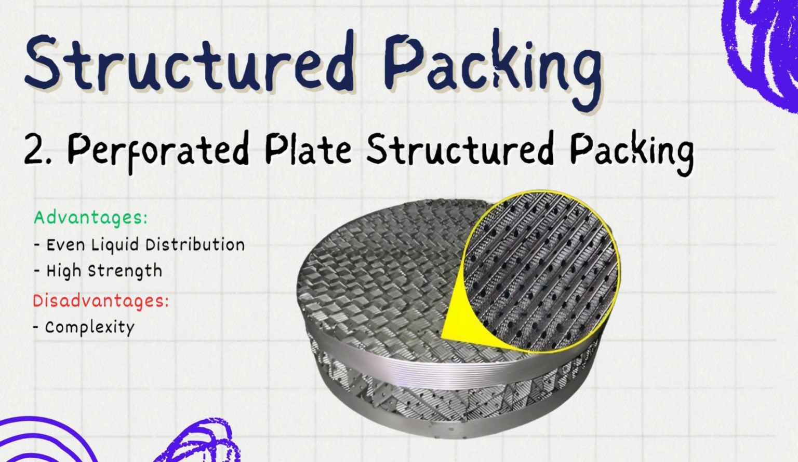Means the better the surface wettability, the better will be the contact and the better will be the separation. Guys, this type of packing is known for its high tensile strength and excellent corrosion and rust resistance. And this makes it suitable for large diameter towers and high liquid boiling applications. So guys, this was a brief about perforated plate structured packing.